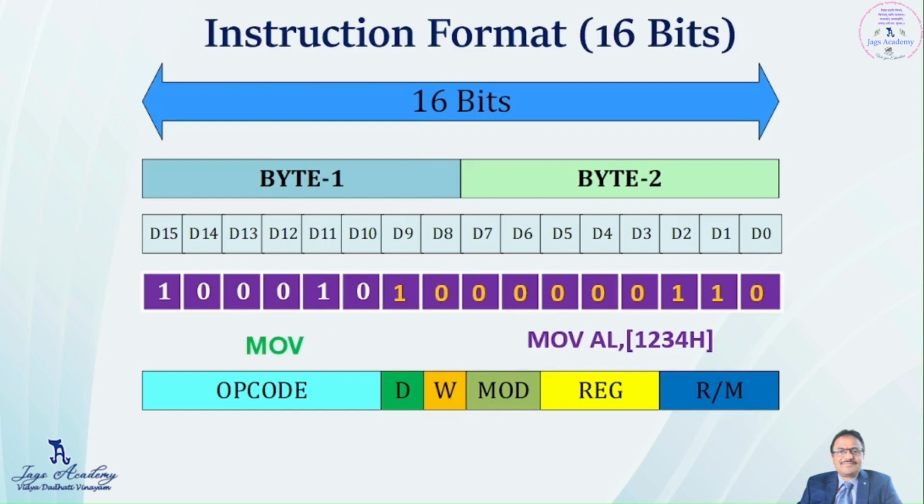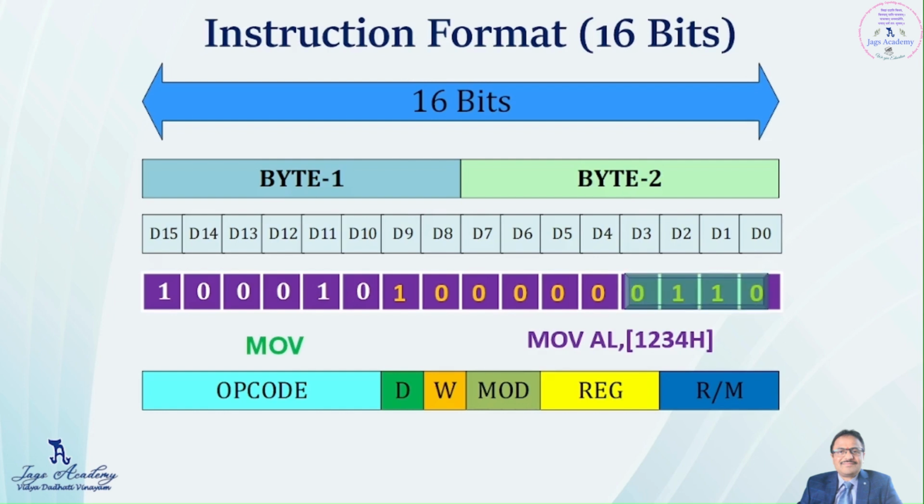For an assembly instruction, MOV AL, 1234H, what is the corresponding machine instruction? This is the machine instruction. How do you represent this machine instruction? Can I every time read 100010 1000000110? I represent it in the form of hexadecimal. Now how do you represent it in hexadecimal?